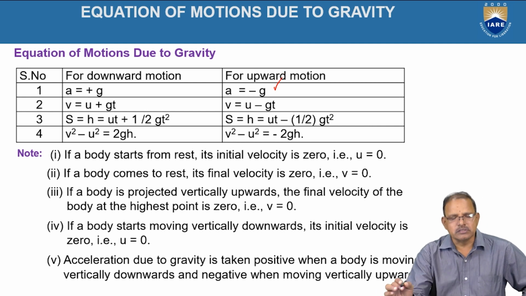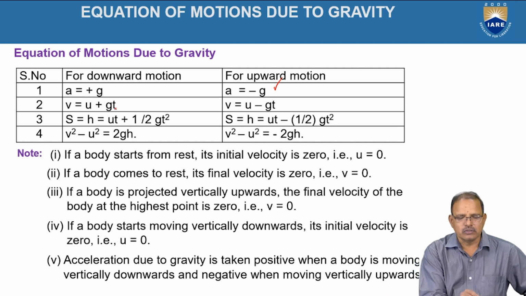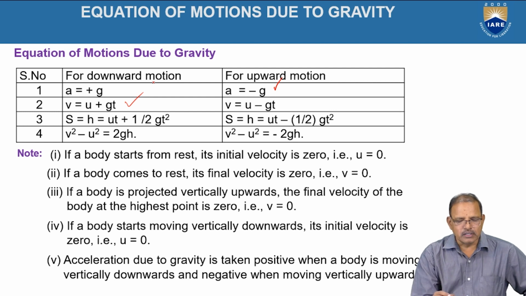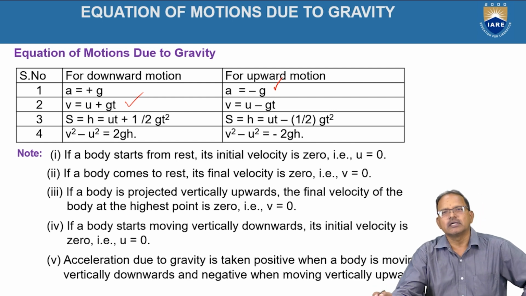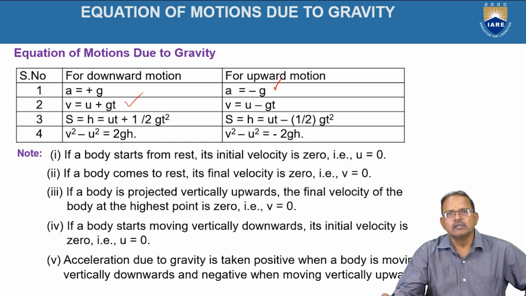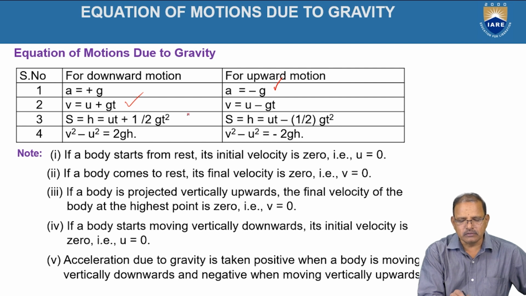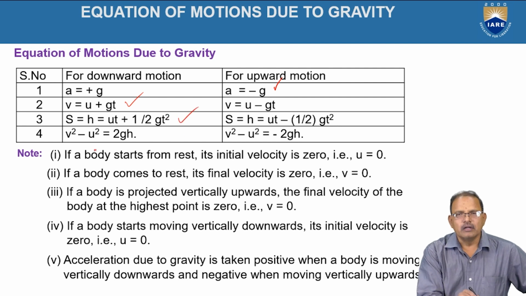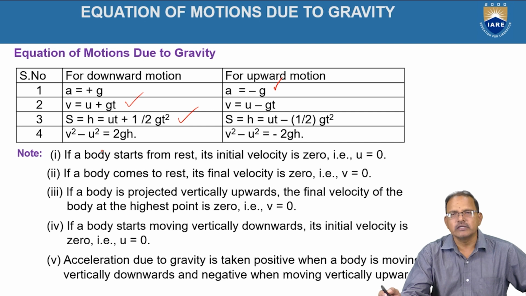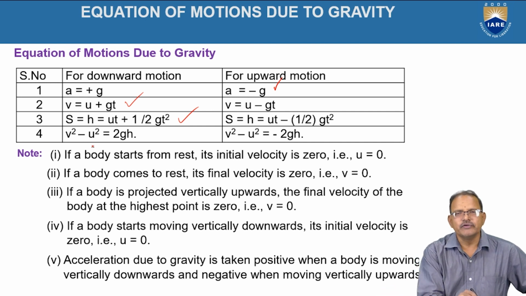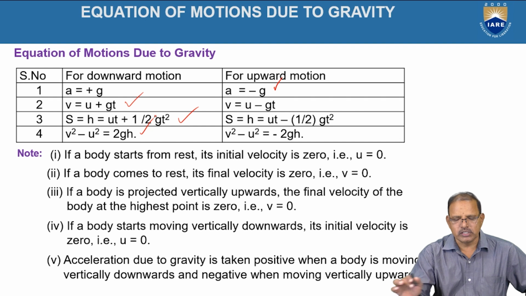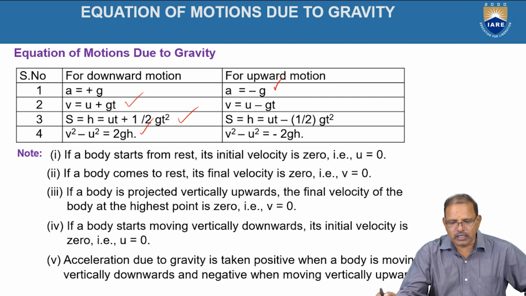So the relation between final velocity, initial velocity and time is given by v is equal to u plus gt when the body is moving in downward direction. The distance traveled, that is the vertical height traveled, h is equal to ut plus 1 by 2 gt square. And the relation between initial velocity, final velocity and the distance traveled is v square minus u square is equal to 2gh.